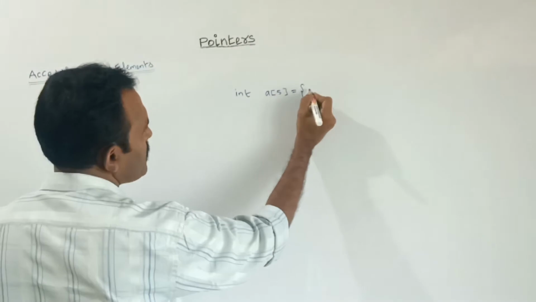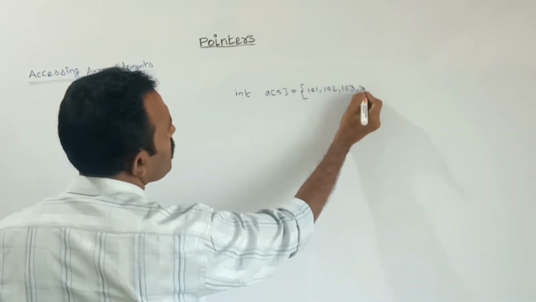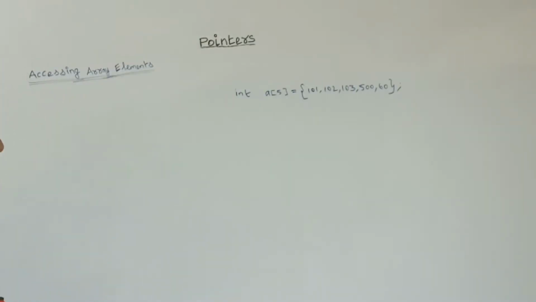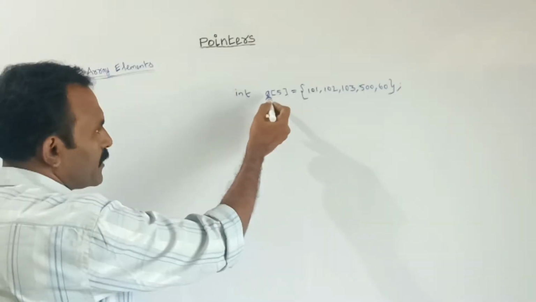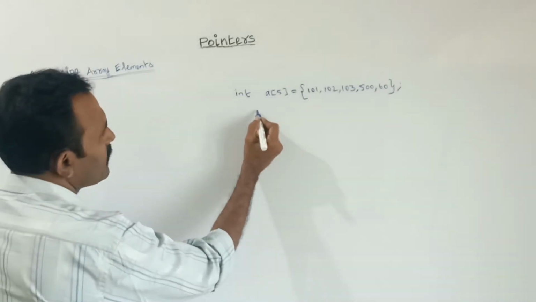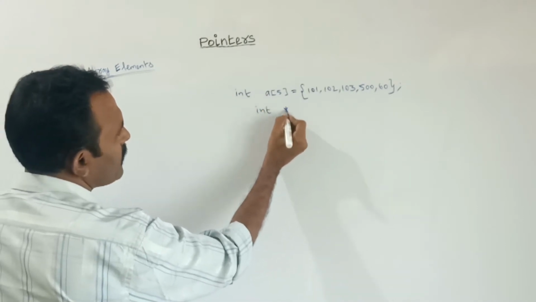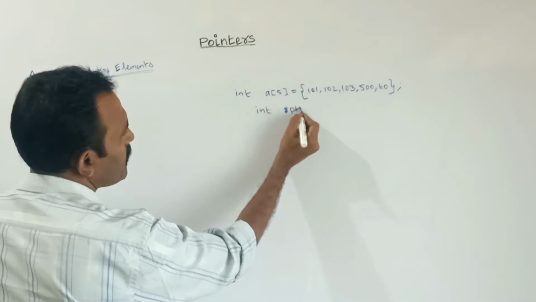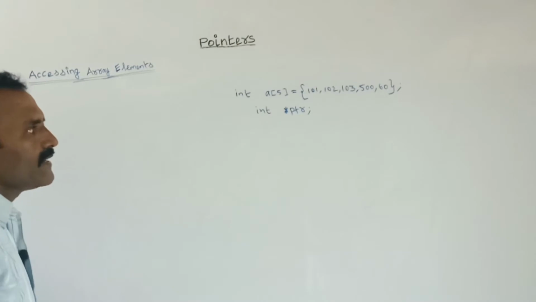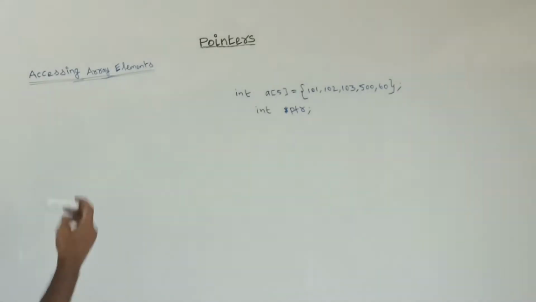Let us assume these elements. Totally 5 elements I have stored in the array variable a. Next, here I am declaring the pointer variable, and the pointer variable name is ptr. These elements were stored in contiguous memory locations. These two things you should remember here.